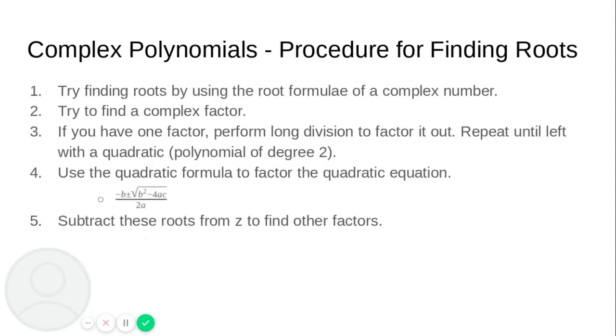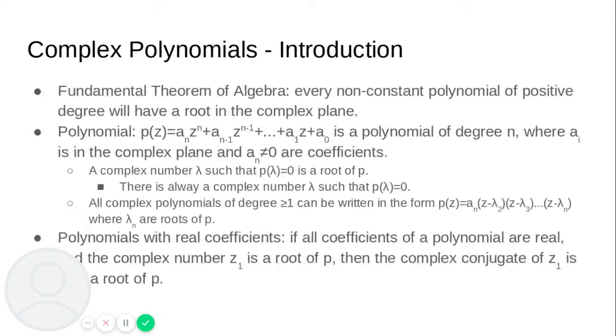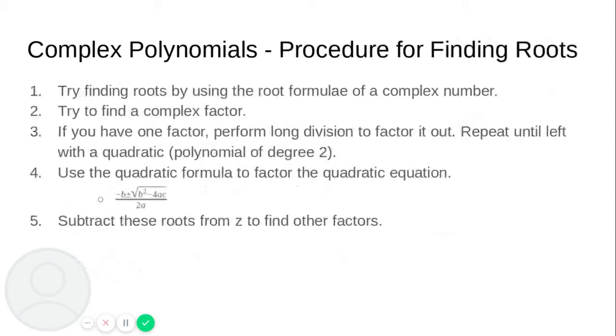So a procedure for finding roots, specifically complex roots. We want to first try finding roots by using the root formula of a complex number. So this, going back, is essentially that point there where the complex polynomials of degree greater than 1 can be written in the form p of z equals a sub n, z minus lambda 2, lambda 3, etc. And then second, we want to try and find a complex factor.